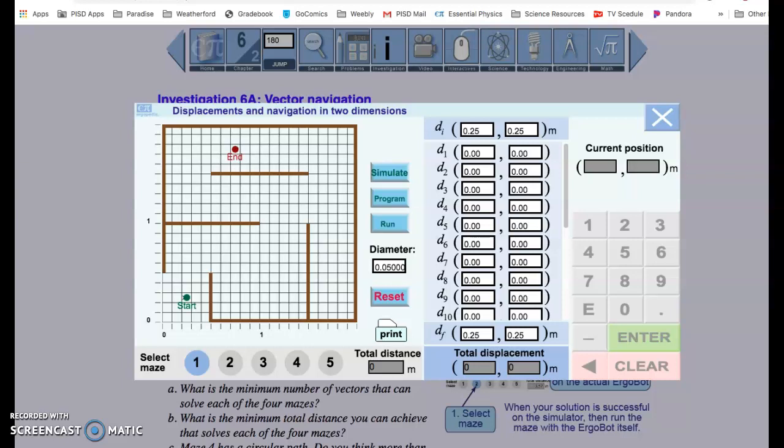Don't forget to submit your vector and resultants worksheet with the last blank filled in for each answer.